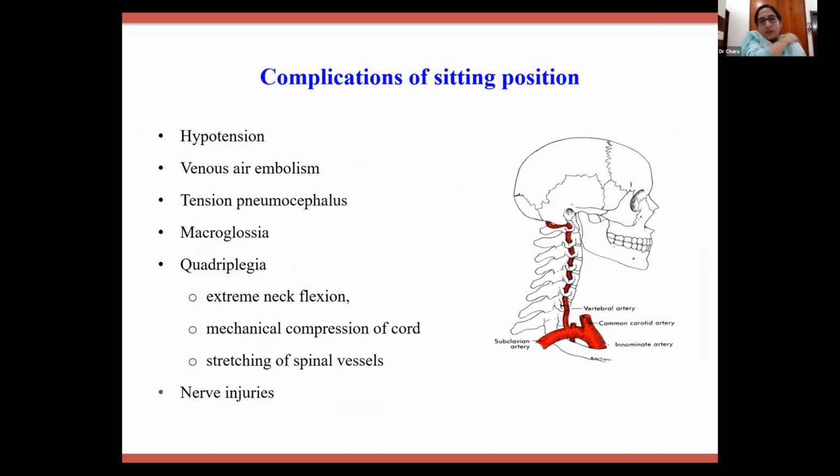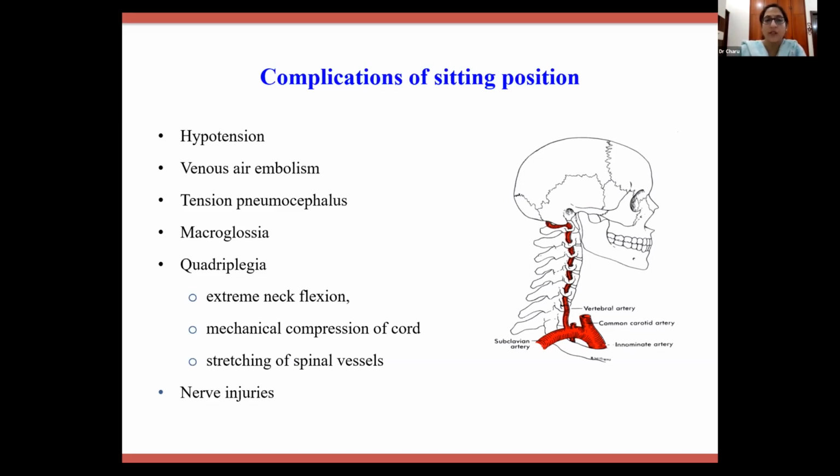So what are the other complications of the sitting position? Any hypotension can have a deleterious effect because of accentuated effect. It can result in cerebral ischemia, so you have to be very careful. There can be pneumocephalus and tension pneumocephalus, and macroglossia because of the impairment of the venous drainage and the lymphatic drainage from the face because of extreme flexion of the neck.